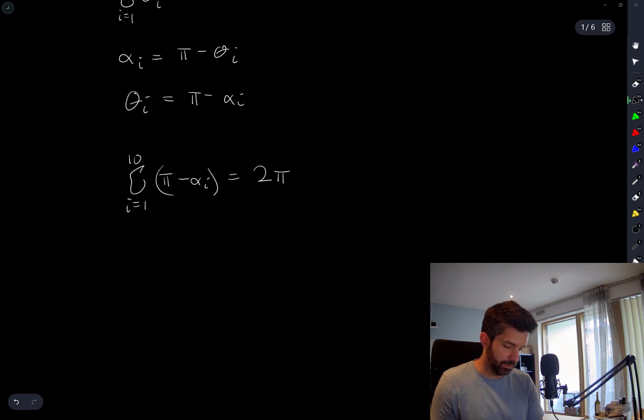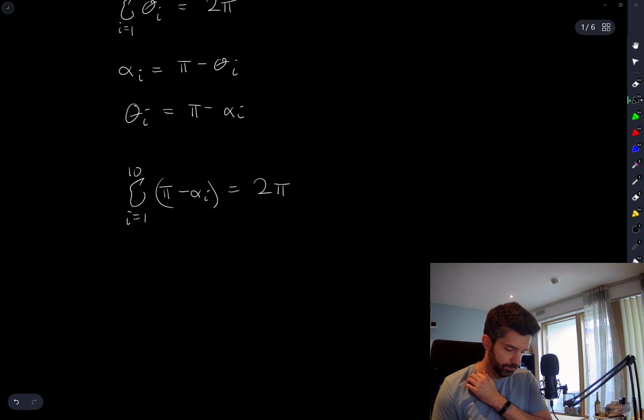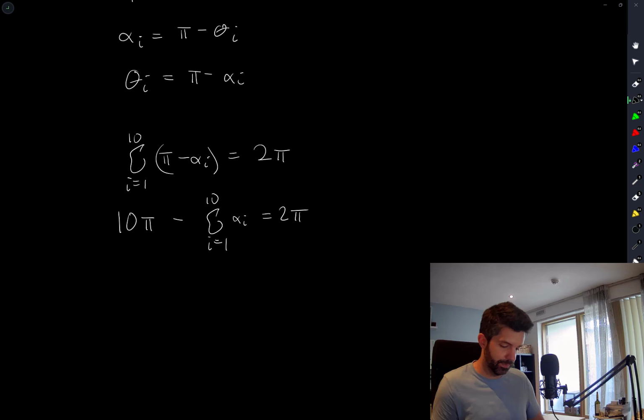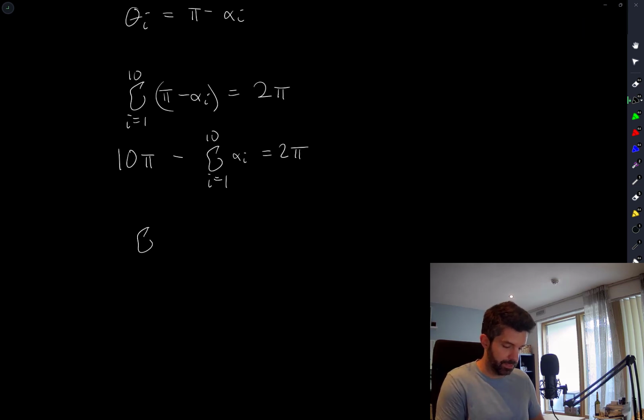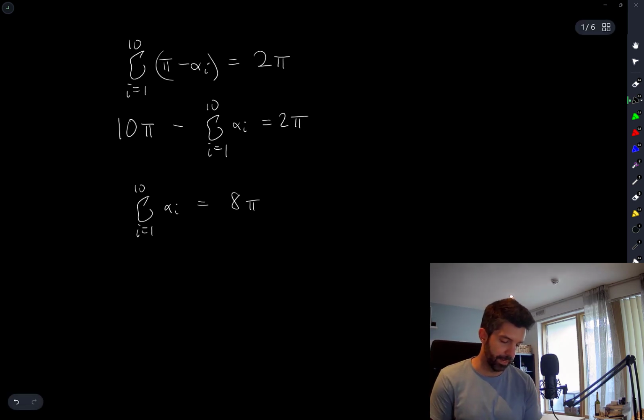So now this is the same as 10 pi minus the sum, i goes from 1 to 10 of alpha i, is equal to 2 pi. So the sum of the interior angles is 8 pi.